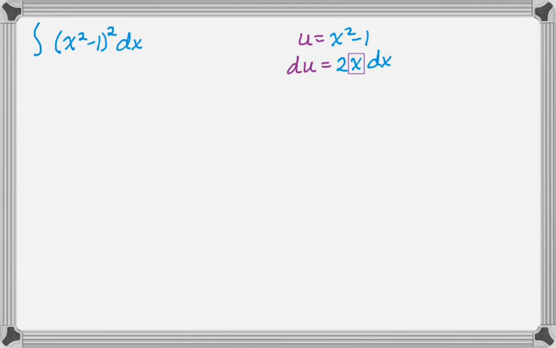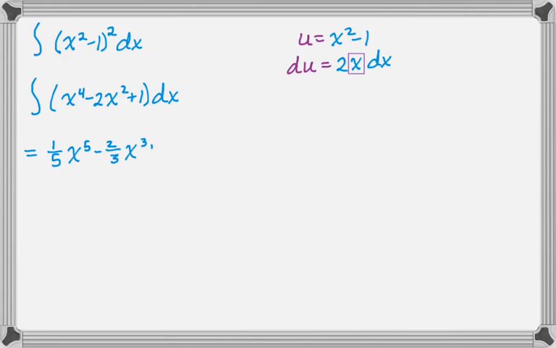So on this particular problem, which looks so easy to begin with, what I really need to do is expand everything. So I'm going to expand, and then it's actually very easy. I'm just going to reverse power rule all the way through it. So 1/5 x to the 5th minus 2/3 x cubed plus x plus c.